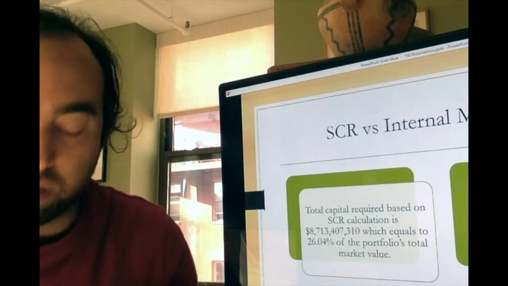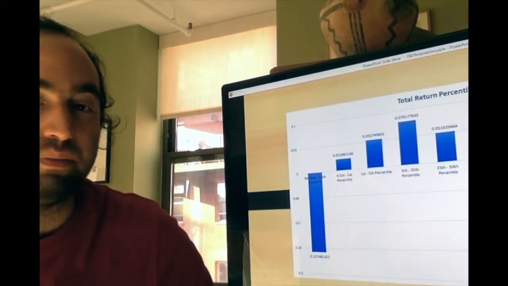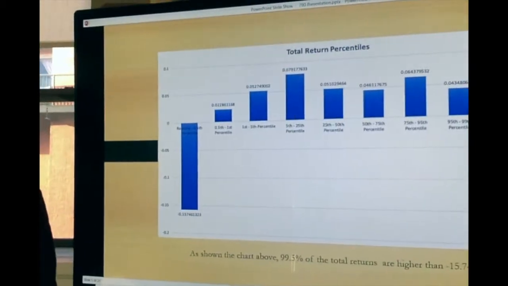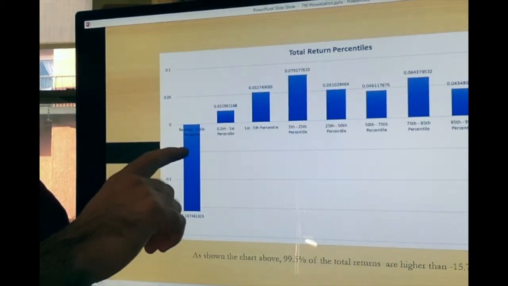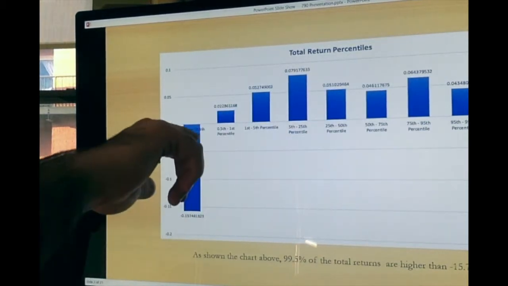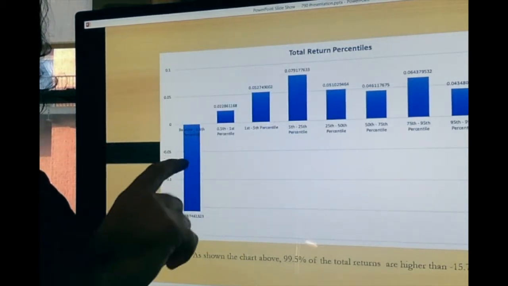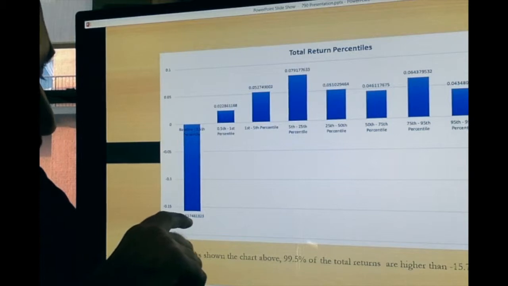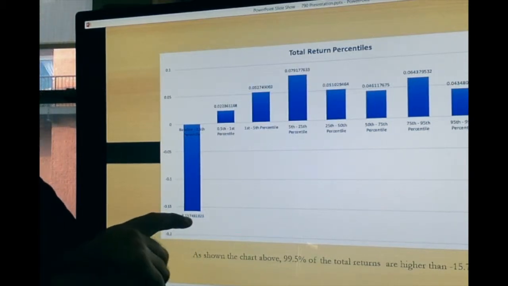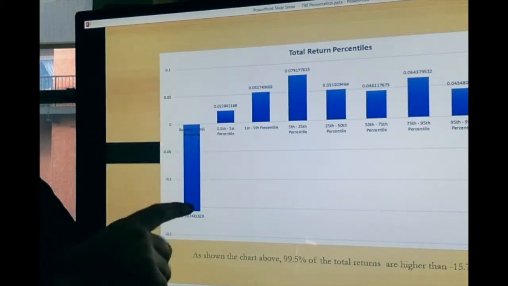Let's talk about the distribution a little bit. So as you see, the baseline until the 0.5th percentile, which is actually our 99.5% VaR, the amount is 15.74. So until that point, the returns are negative, the loss is around 15.79%.